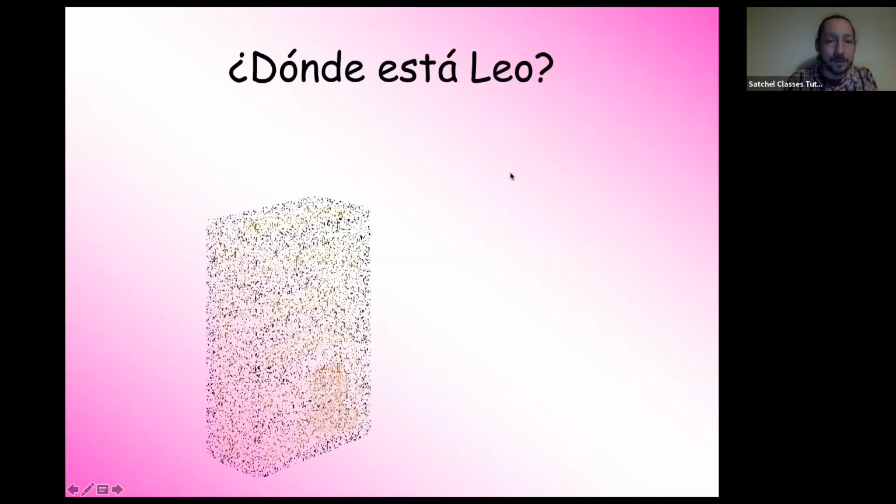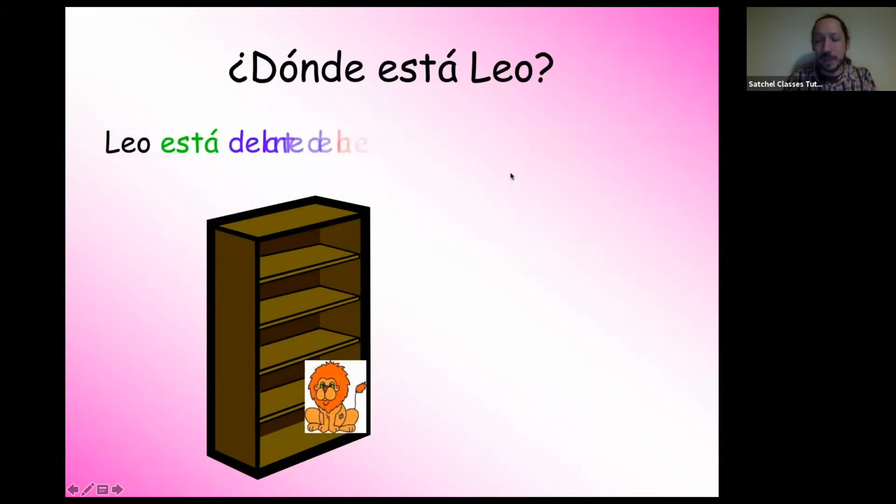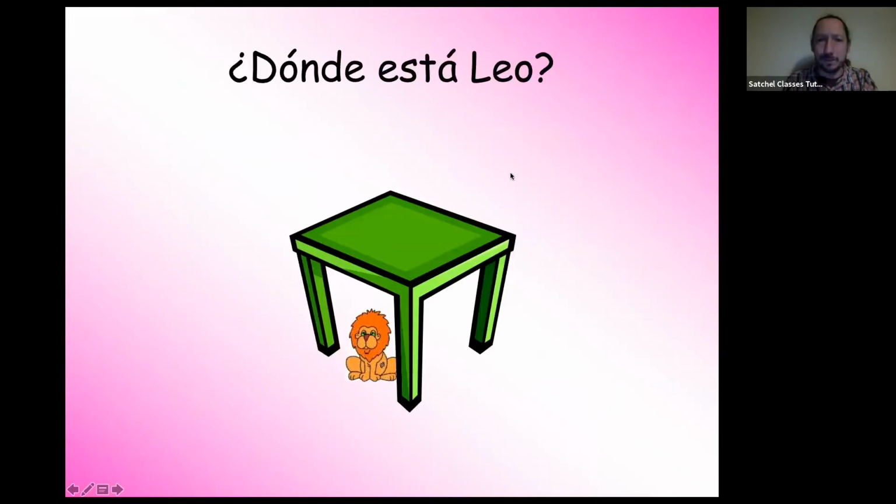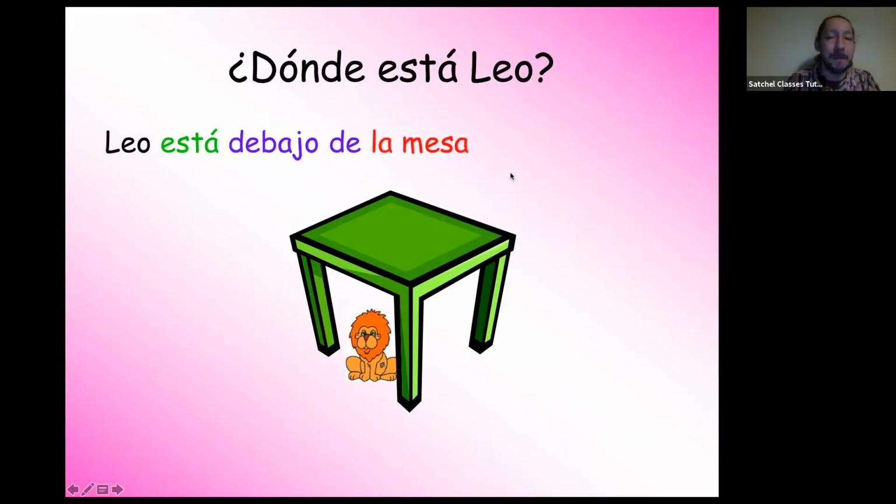¿Dónde está Leo? Leo está delante de la estantería. ¿Dónde está Leo? Leo está debajo de la mesa. Under the table. Debajo de la mesa.